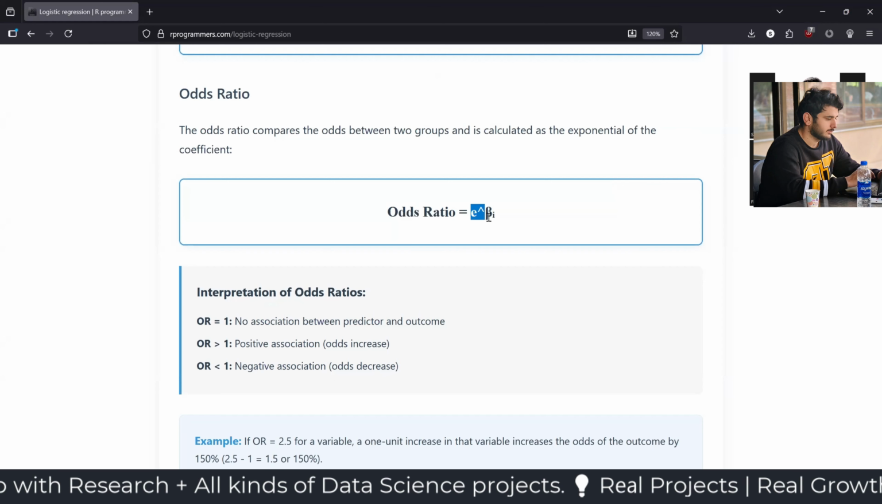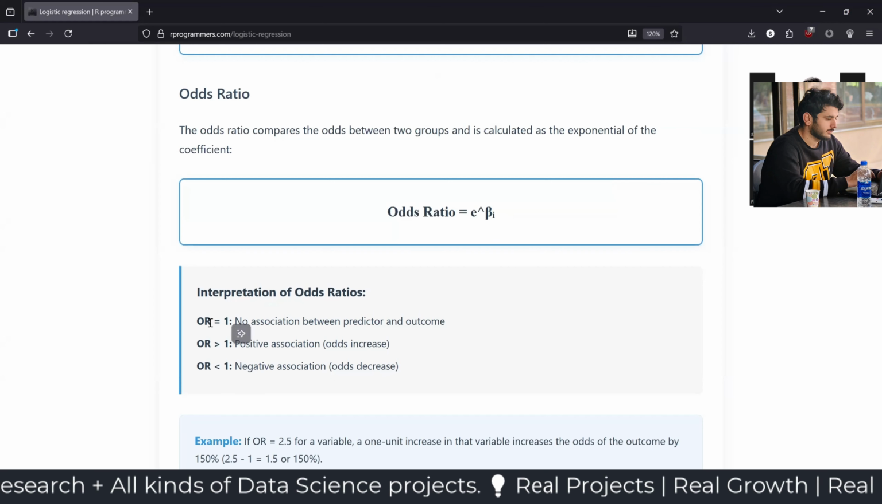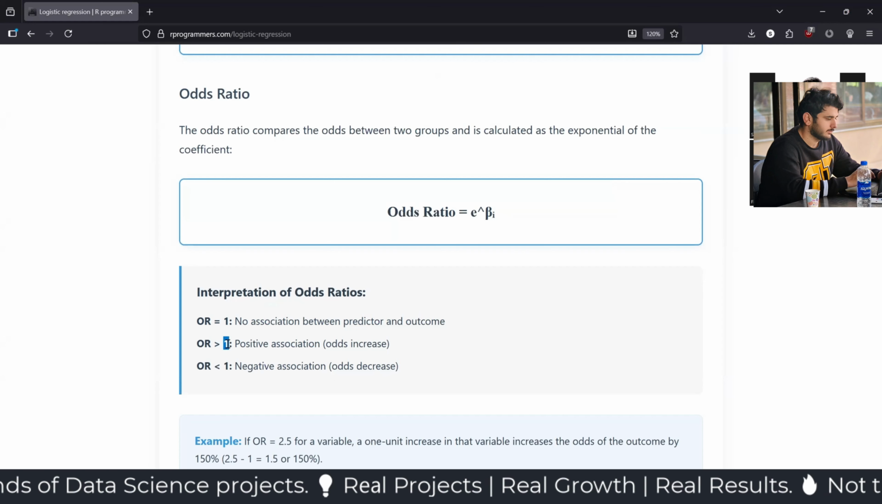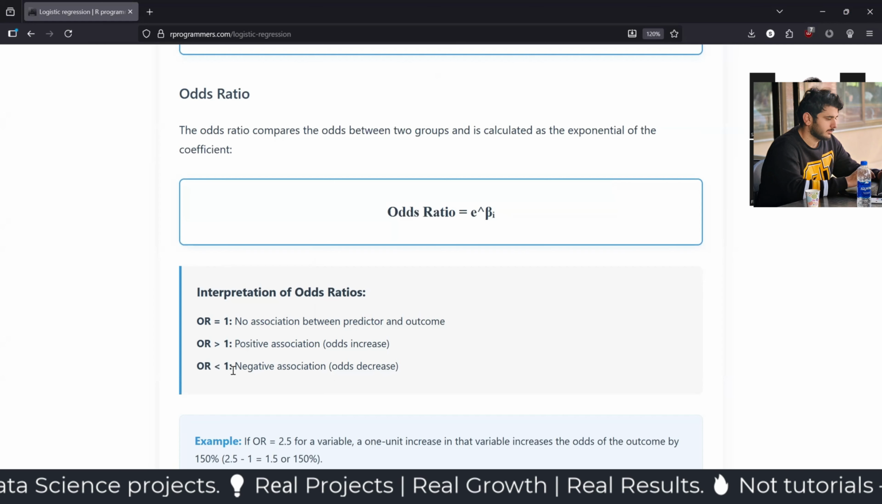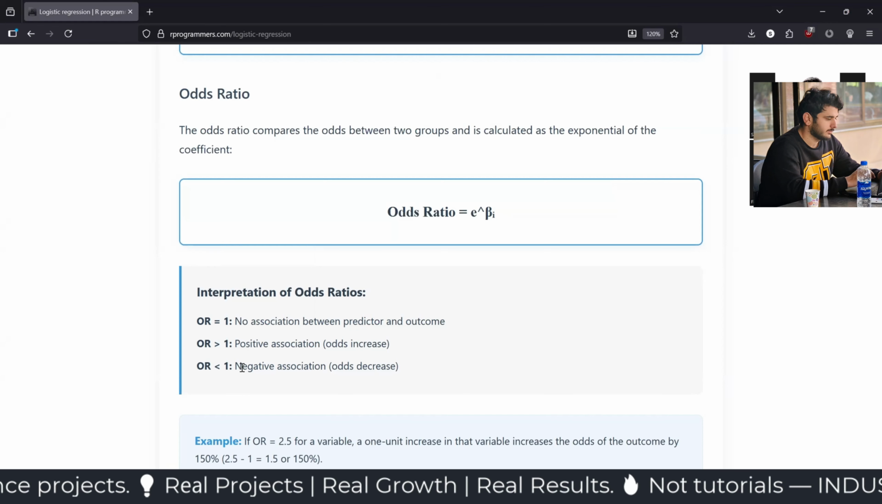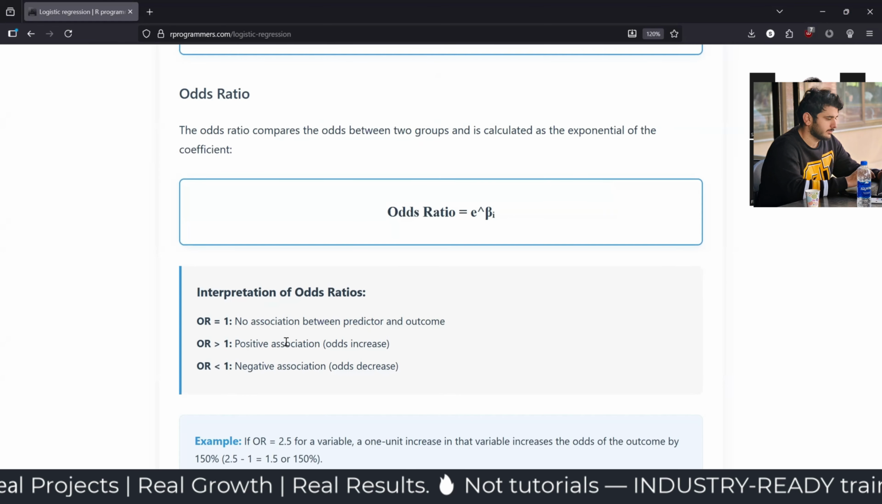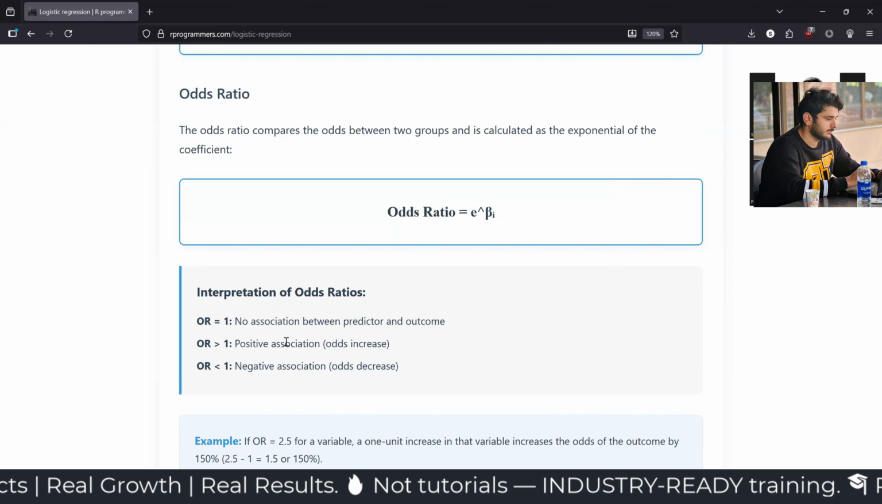Now, if the odds ratio is equal to 1, it means there is no association between these two. If it's greater than 1, we have a positive association, and if it's less than 1, we have a negative association. Do you have any questions till now? No. Okay.